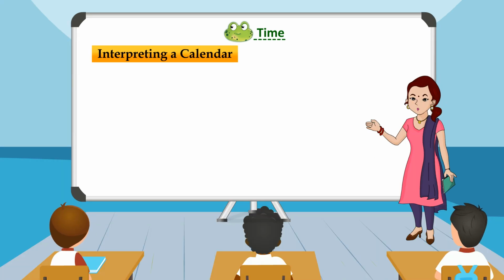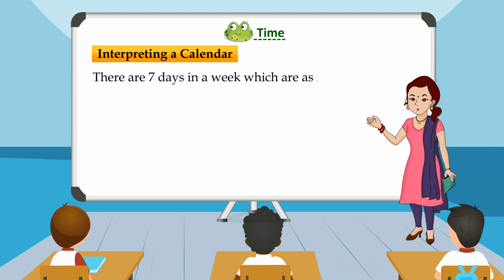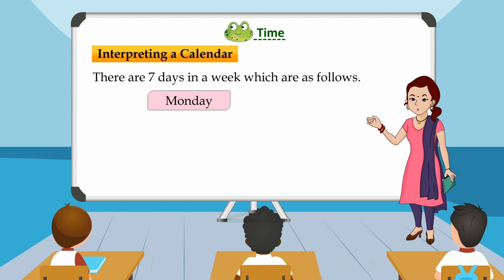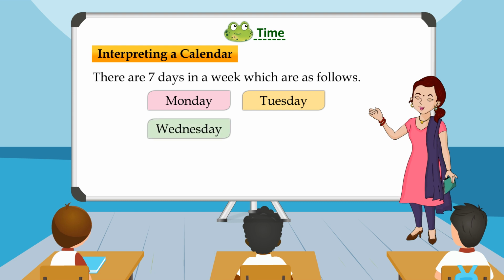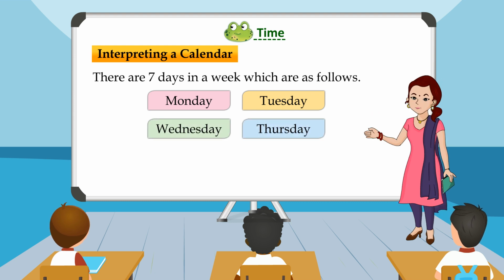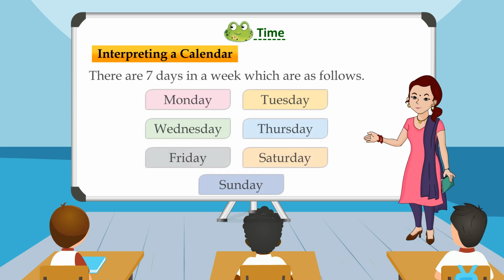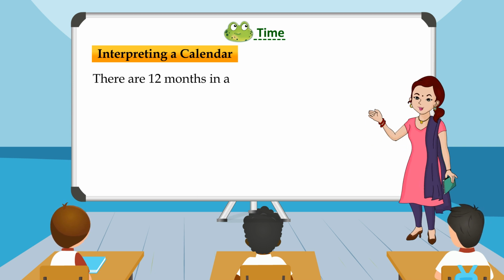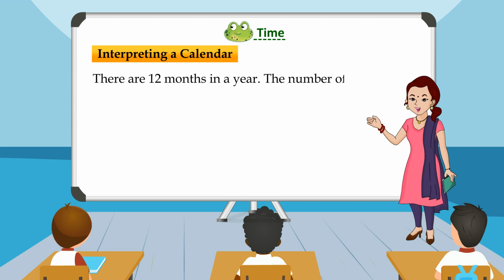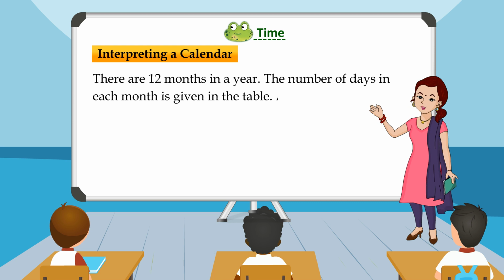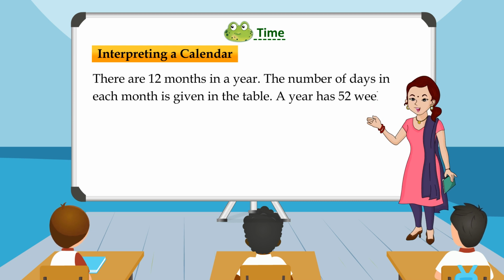Interpreting a calendar. There are 7 days in a week, which are as follows: Monday, Tuesday, Wednesday, Thursday, Friday, Saturday, Sunday. There are 12 months in a year. The number of days in each month is given in the table. A year has 52 weeks. There are 365 days in a year.